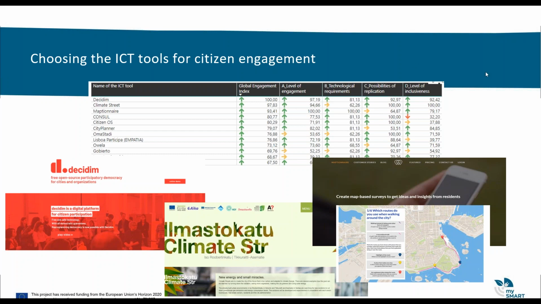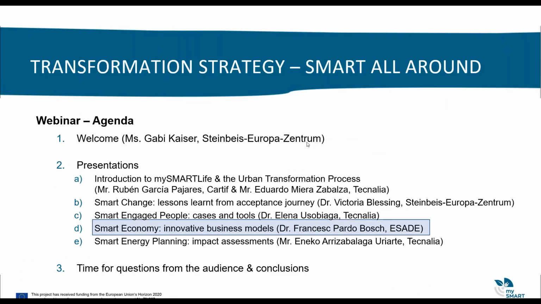Thank you, Elena. Very interesting, especially the focus on the acceptance journey that Victoria presented, and now also the ICT tools that are being used for citizen engagement. So the two make a pretty complete picture of citizen engagement and the focus on smart people in mySMARTLife. Now, the next presentation is from Francesc.